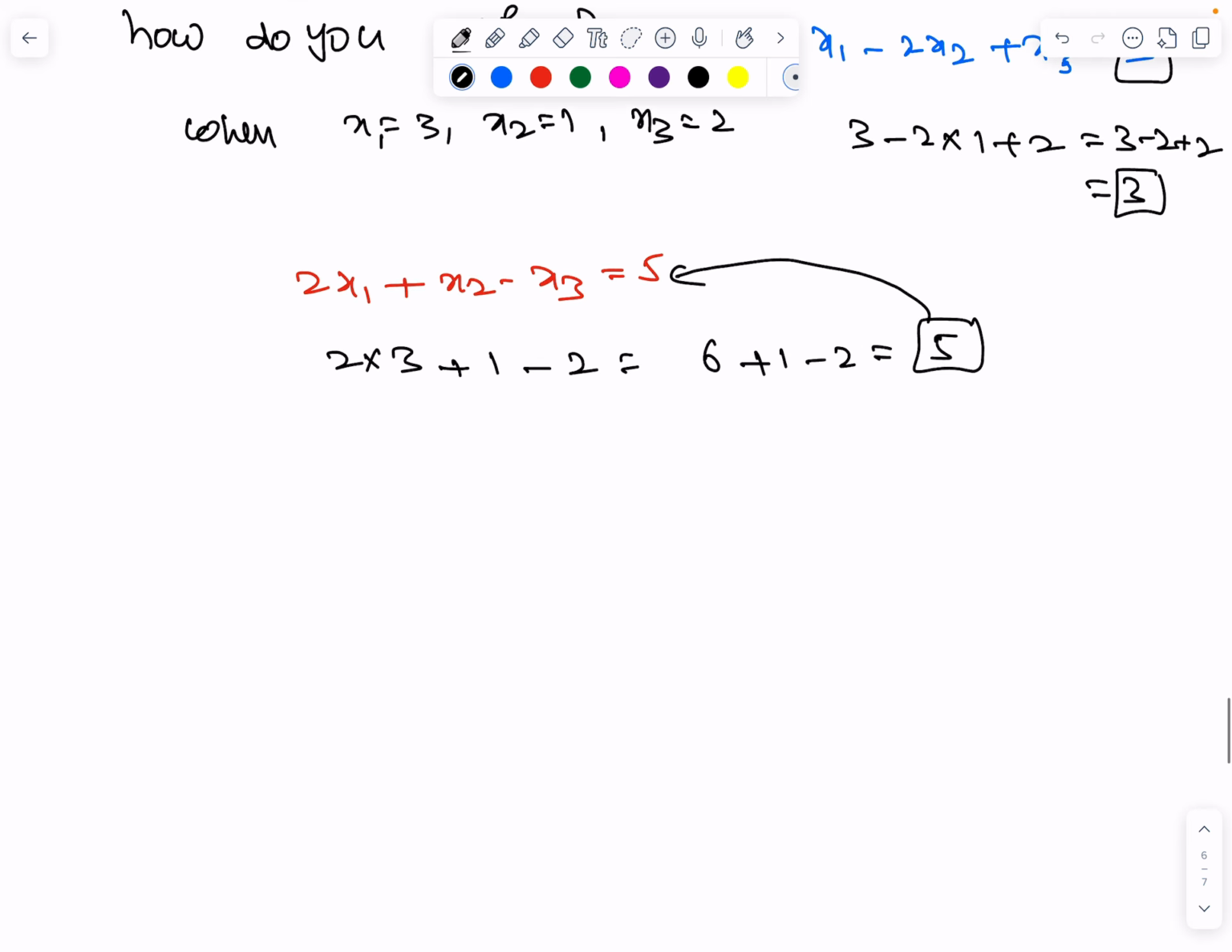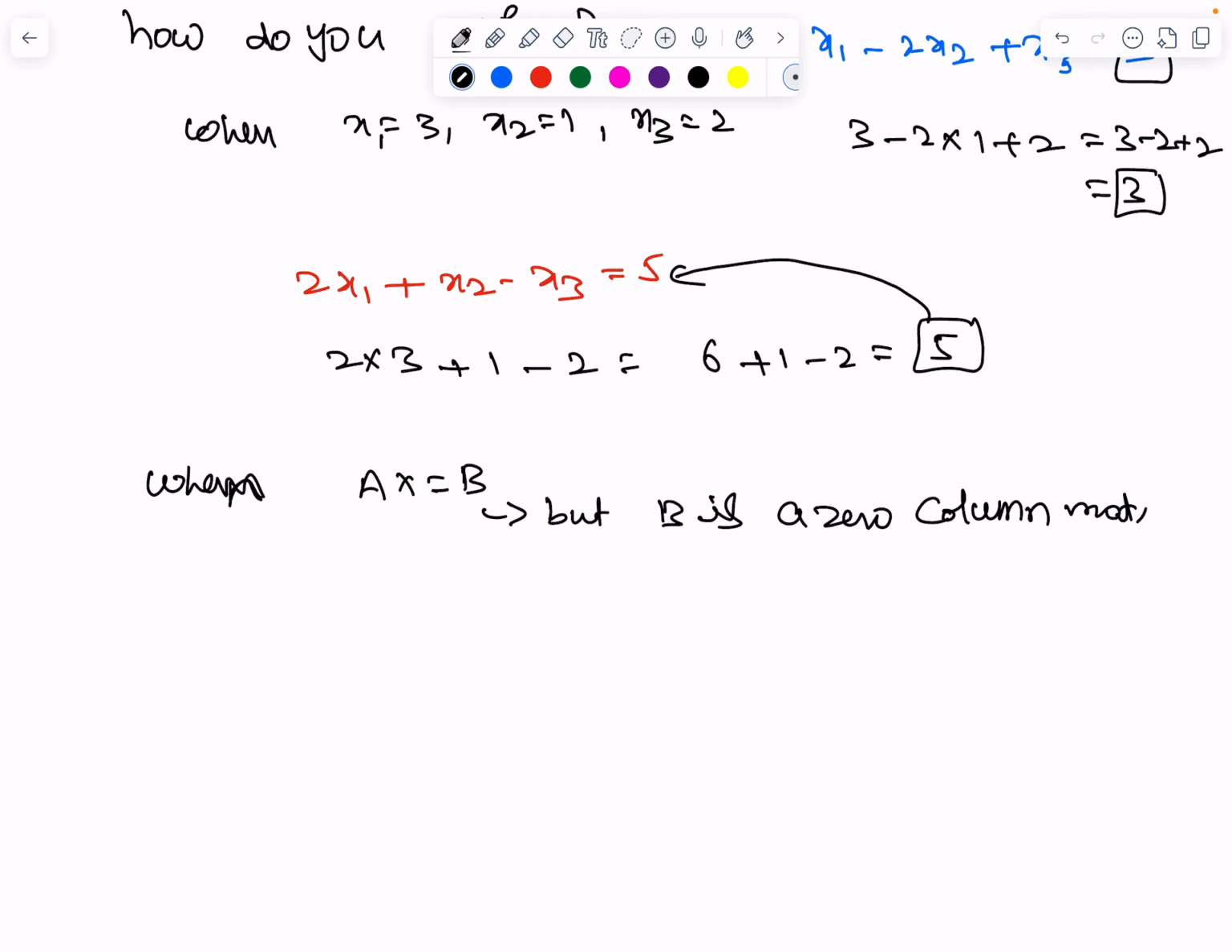There may be cases when Ax equal to B is given, but B is a zero column matrix, then X is going to be the zero matrix.